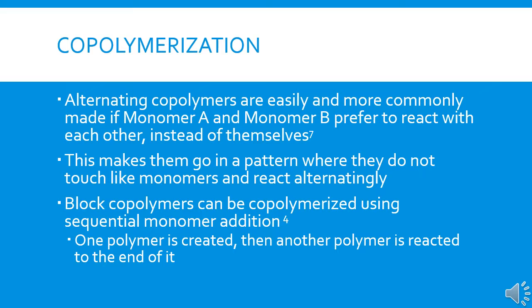Block copolymers are less about what monomers are used to create and more about how they are created. Block copolymers are often created using sequential monomer addition. This is exactly how it sounds. Polymers are reacted in a sequence to create blocks. Specifically, one monomer is reacted into a polymer. Then another monomer is added and reacted to the end of that one.